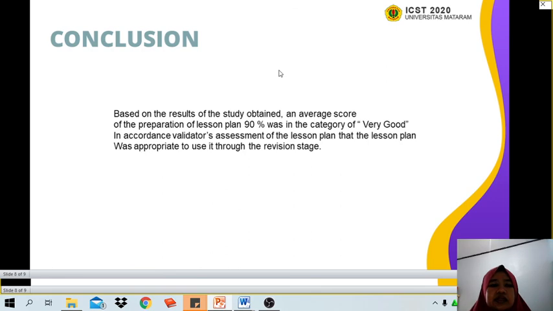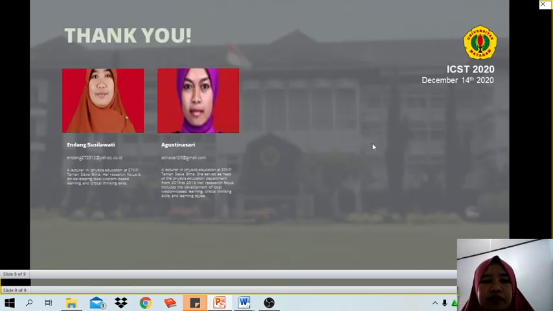Okay, the conclusion is that based on the results of the study, an average score for the preparation of the lesson plan of 90% was obtained, in the category of very good. In accordance with the validators' assessment, the lesson plan was appropriate to use throughout the revision stage.